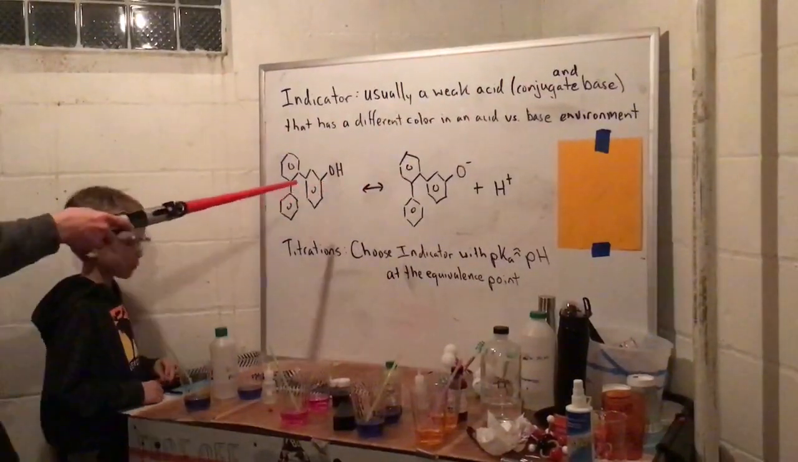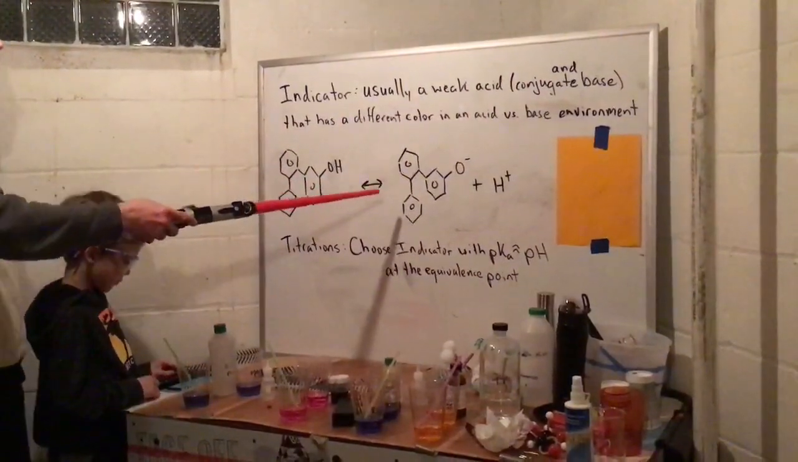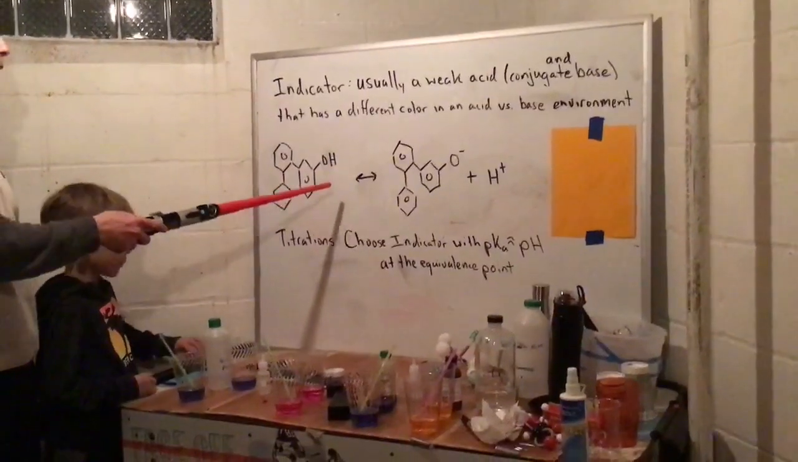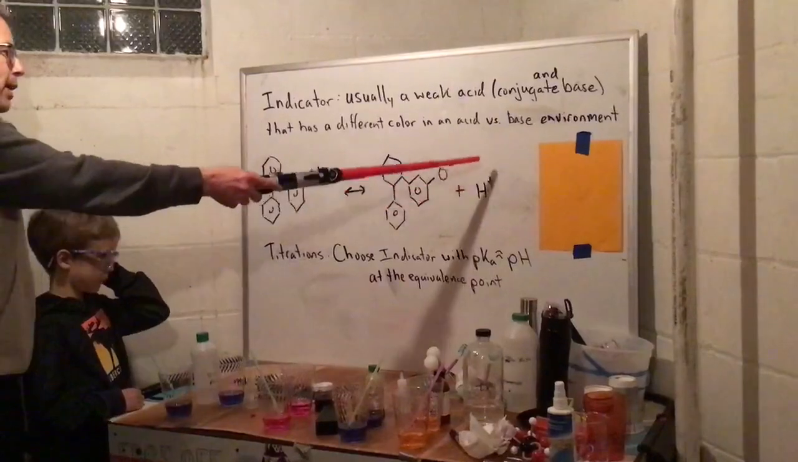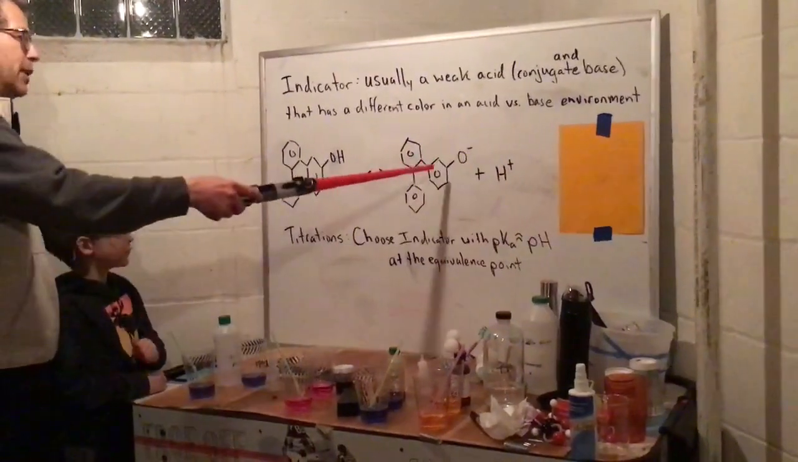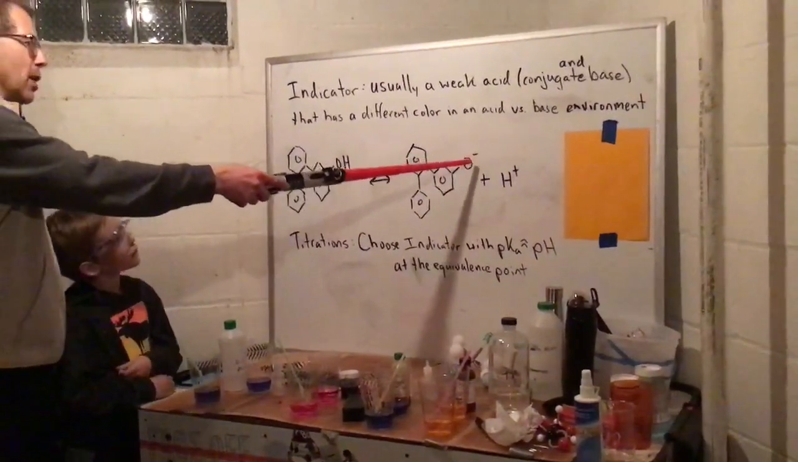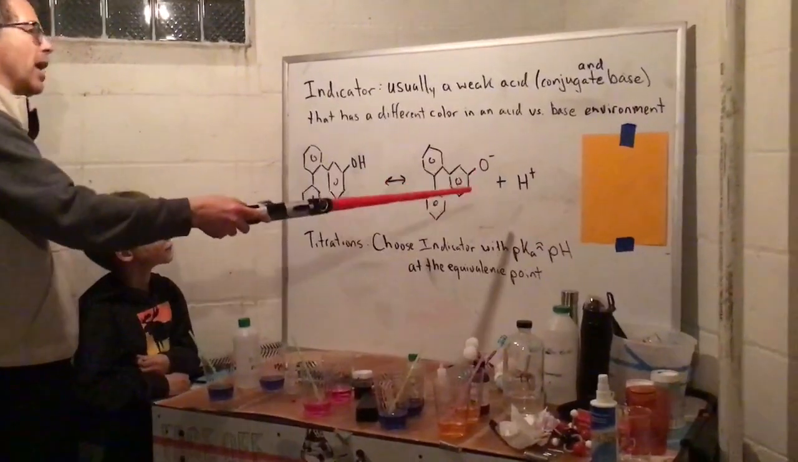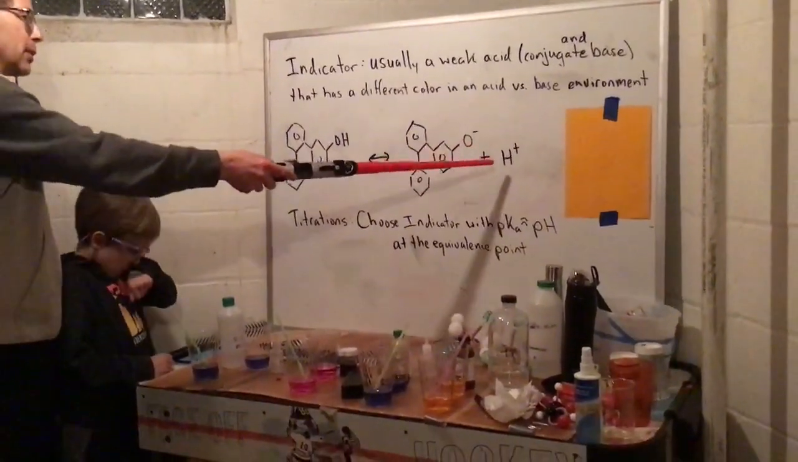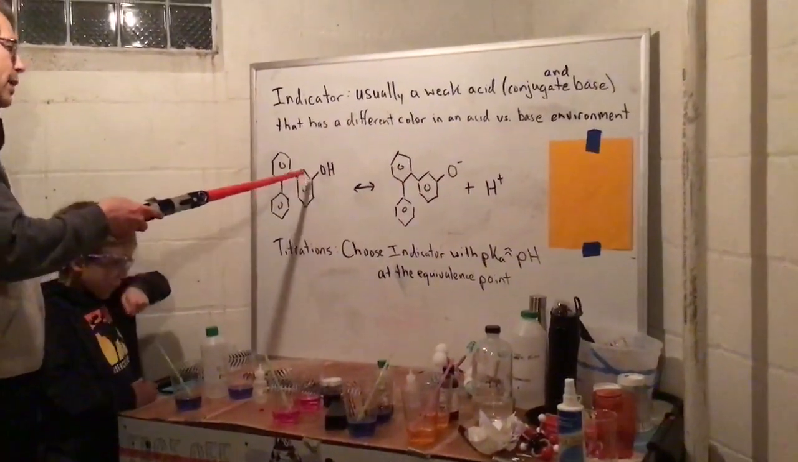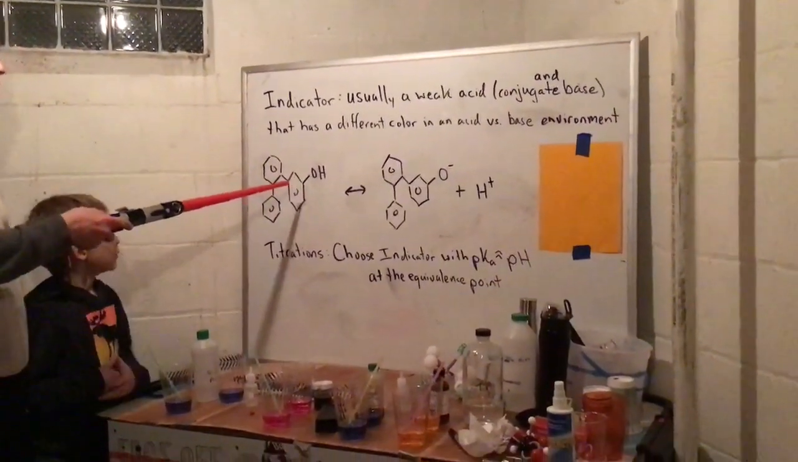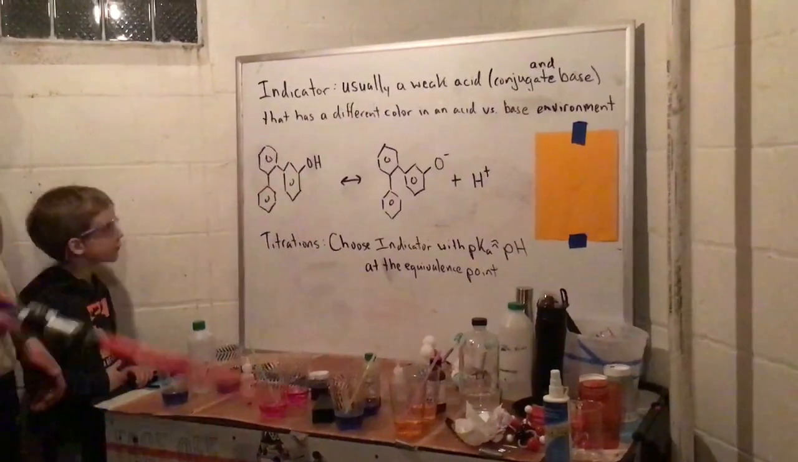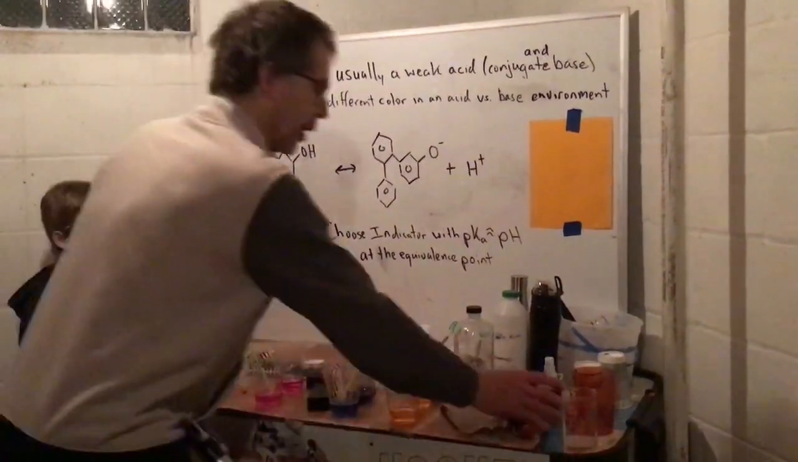Right up here, it almost is like a buffer system. So what happens if I add OH minus to this? It eats up the H plus, it drives equilibrium to the right, and it takes this color form right here. If I add H plus to this system, it drives equilibrium this way and it takes this form here. Indicators will have one color in an acid environment, one color in a base environment.